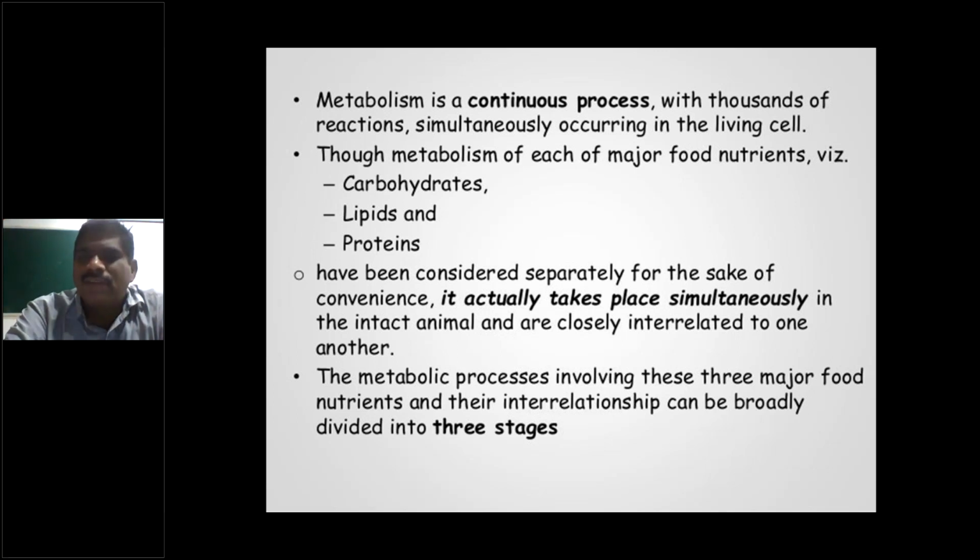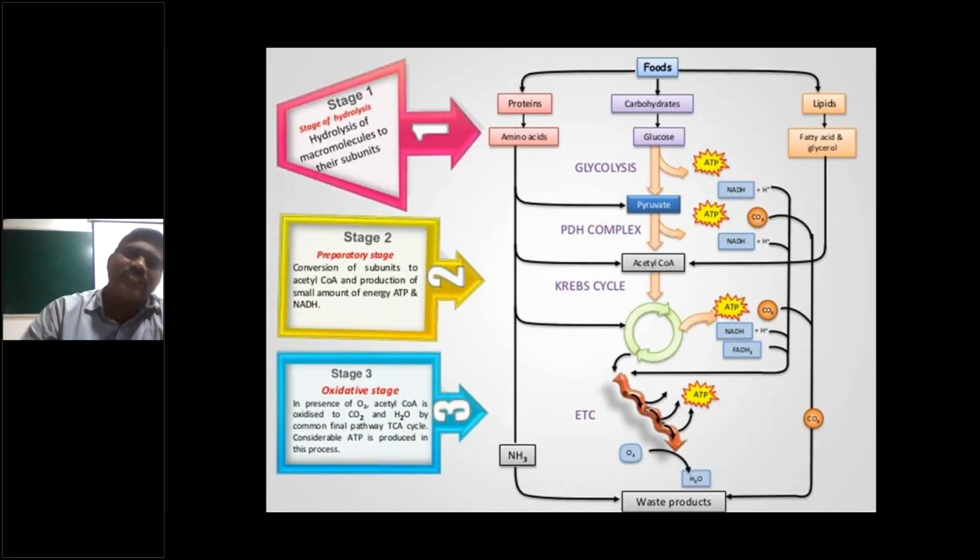The metabolic process involving these three major food nutrients and their interrelationship can be broadly divided into three stages: stage 1, stage 2, stage 3. Stage 1 is nothing but hydrolysis, the hydrolysis of the macromolecules: proteins, carbohydrates, and lipids. They split into amino acids, glucose, and fatty acids.